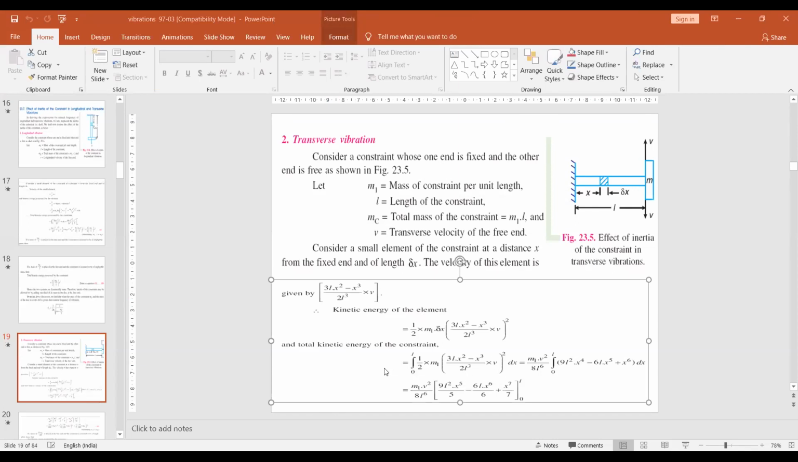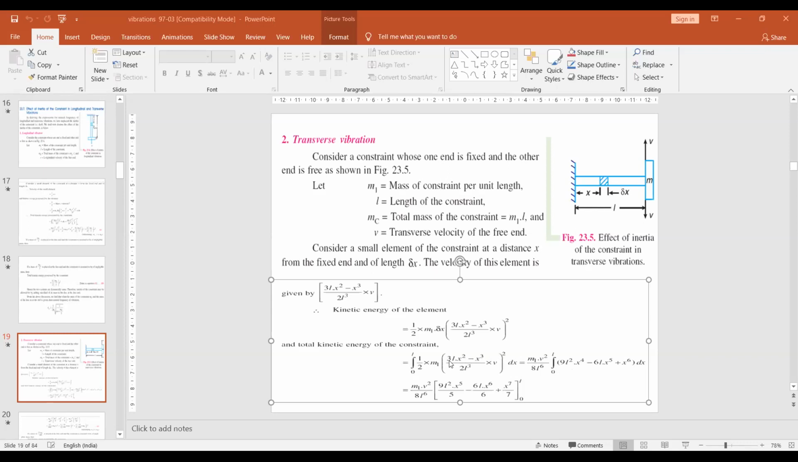So how do we find the total kinetic energy of the constraint or shaft? When we integrate the earlier equation with the limits 0 to l, we find the total kinetic energy of the constraint. So we are integrating this term: 1 by 2 into m1 into 3l x square minus x cube by 2l cube into v whole square dx. The constant terms are taken out of the equation, and the remaining terms are 3l x square minus x cube.